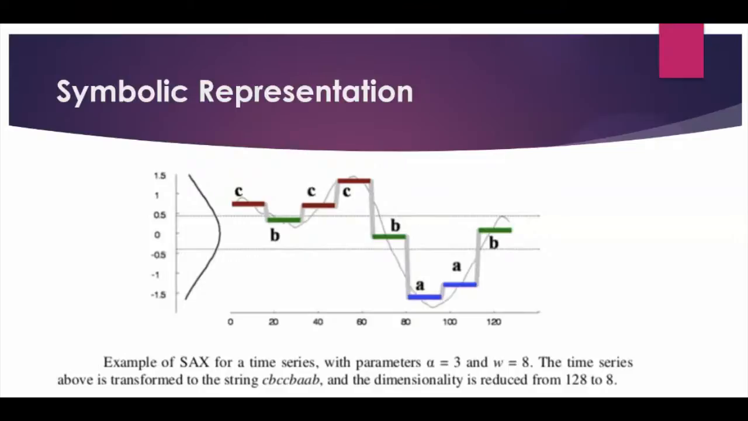Then we map it on the y-axis, where we have created different bands. If the value is from 0.5 to 1.5, we use symbol C; from minus 0.5 to 0.5, we use symbol B; and below that, we use symbol A. So the overall time series signal is converted into symbols, CBCCBAAB. That is the representation. We have reduced the size from a bigger size to a smaller one using symbols.